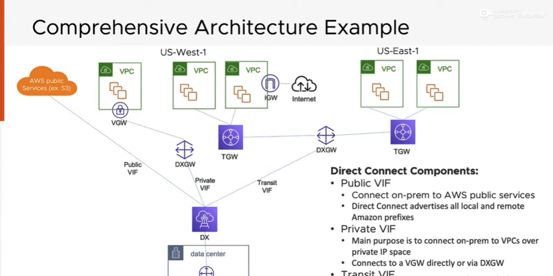So here we can see this transit VIF allows us, through a Direct Connect gateway, to connect to transit gateways, and those can be in any region around the US that supports transit gateway. And we can connect up to 3 of those to a Direct Connect gateway. You can see here what that looks like.